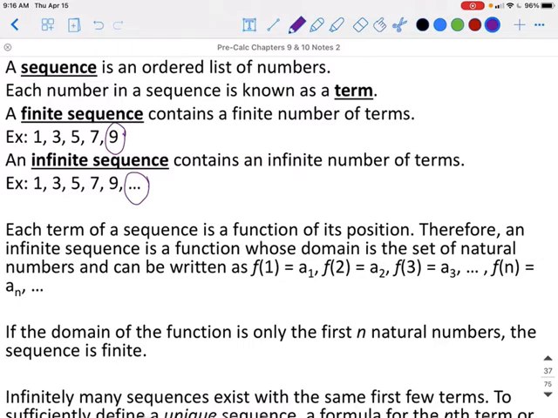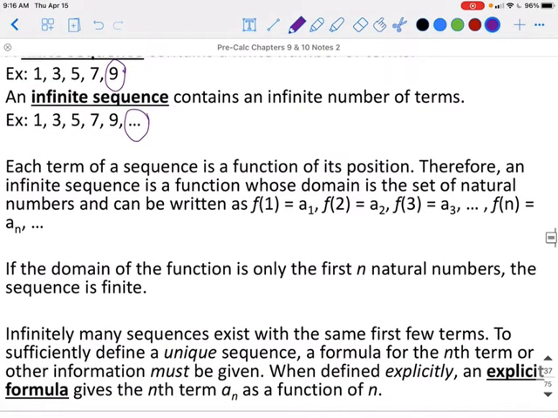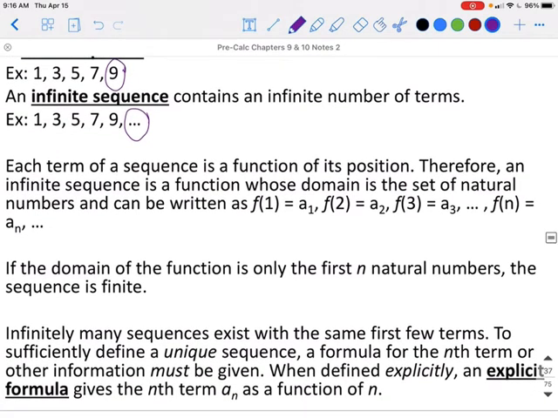f of 1 equals a sub 1, f of 2 equals a sub 2, and that would continue on to f of n equals a sub n. If the domain of the function is only the first n natural numbers, then the sequence is finite. Infinitely many sequences exist with the same first few terms. To sufficiently determine a unique sequence, a formula for the nth term or other information must be given.